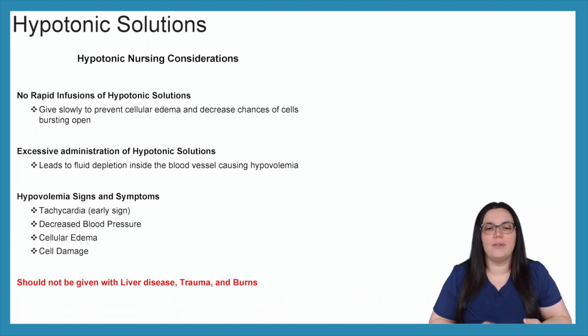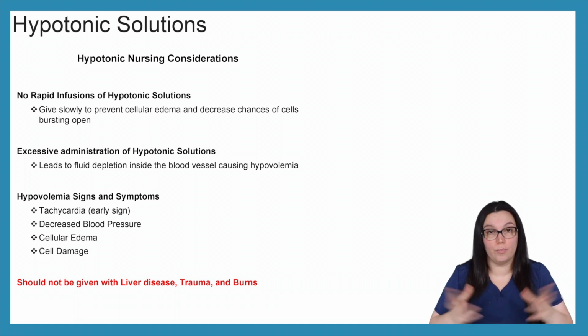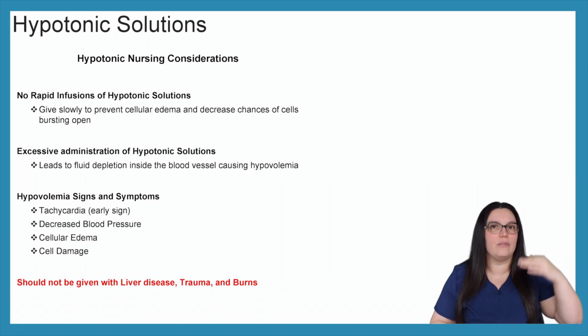So it should not be given when we have a patient that has liver disease, trauma, or burns, because we want to make sure the fluid is where it's supposed to be. If we start to see cell damage or cellular edema where they're bursting open, then you're going to start to see those higher potassium levels start to creep up.